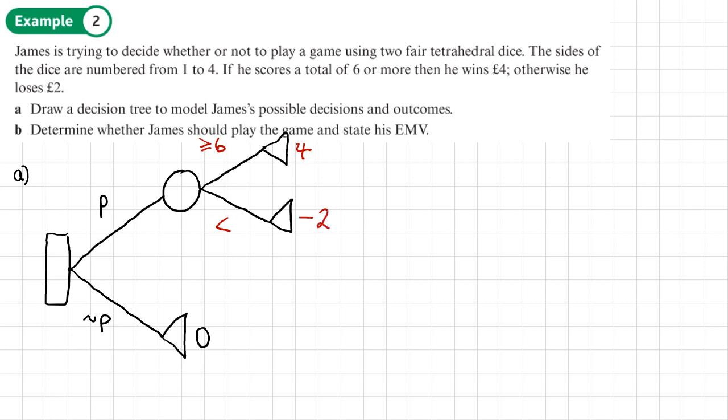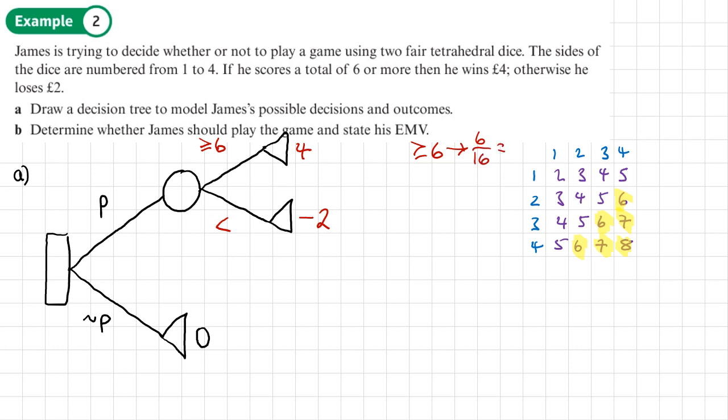Now I need to work out what these probabilities are. So let me just do a quick sample space diagram and write down the totals of rolling these two tetrahedral dice. And like magic, there it is. So how many options have I got of getting 6 or more? 1, 2, 3, 4, 5, 6. So that is a probability of greater than or equal to 6. That is 6 out of the 16 options. So I can simplify that to 3/8. So the probability of me winning is 3/8.